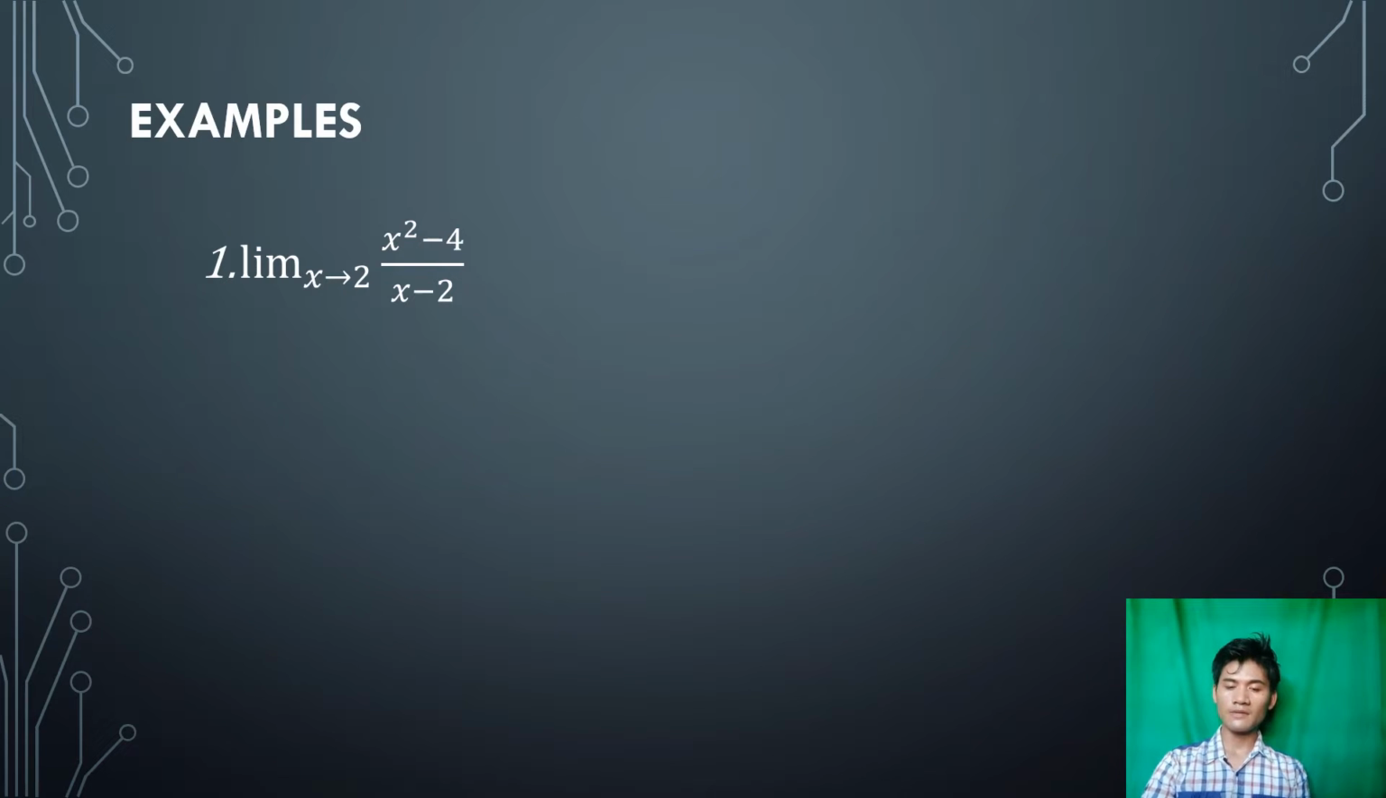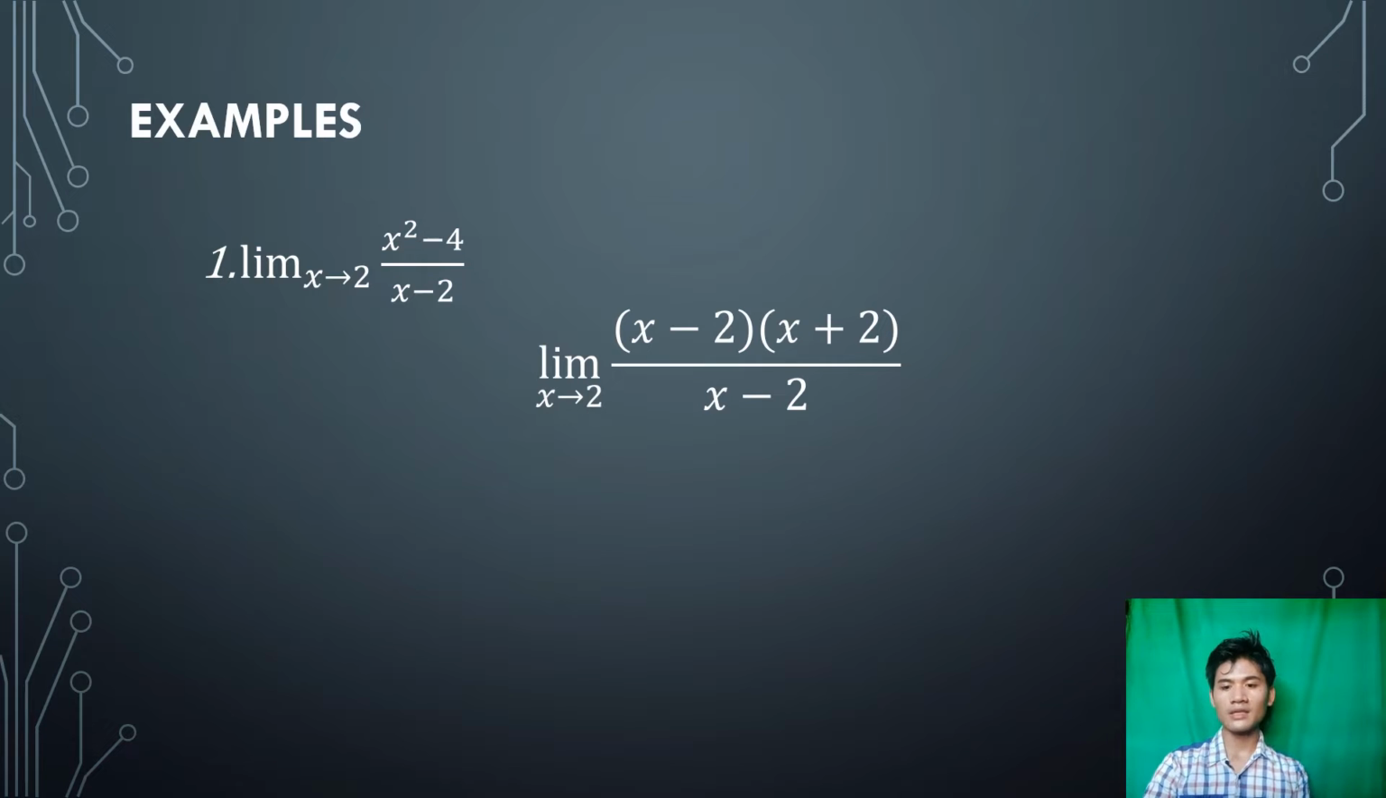In this case, we first factor the numerator. We have x minus 2 times x plus 2, all over x minus 2, as x approaches 2. We have the same factor in the numerator and the denominator, so we simply cancel those to have the remaining limit of x plus 2 as x approaches 2. Now we are able to plug in the value of x, which is 2. We have 2 plus 2, which is equal to 4, as the limit of x squared minus 4 all over x minus 2 as x approaches 2.